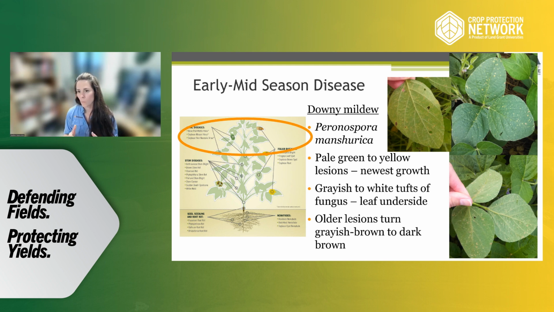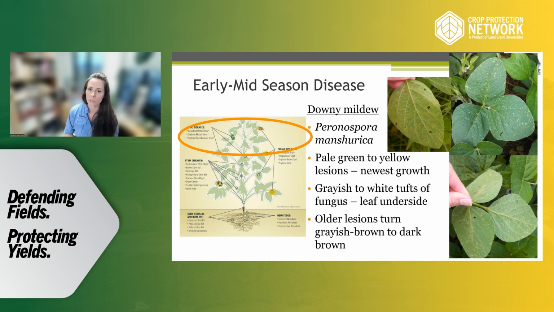The one individual leaf pictured just to the right of the mildew shows older lesions, which can turn grayish brown to dark brown. I put that one in because it looks very similar without looking at it with a hand lens. You might mistake that for Septoria brown spot or soybean rust. So one of the tools you want to have with you is a 10x or greater hand lens to really look at those lesions, as well as take note of where you find them in the canopy.